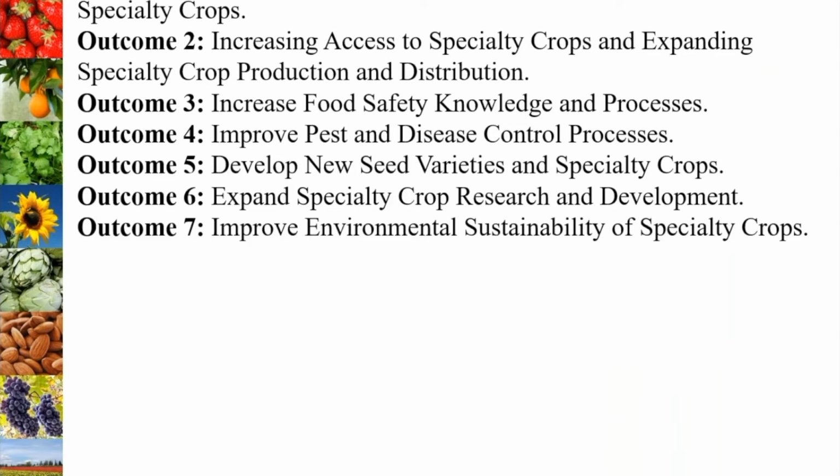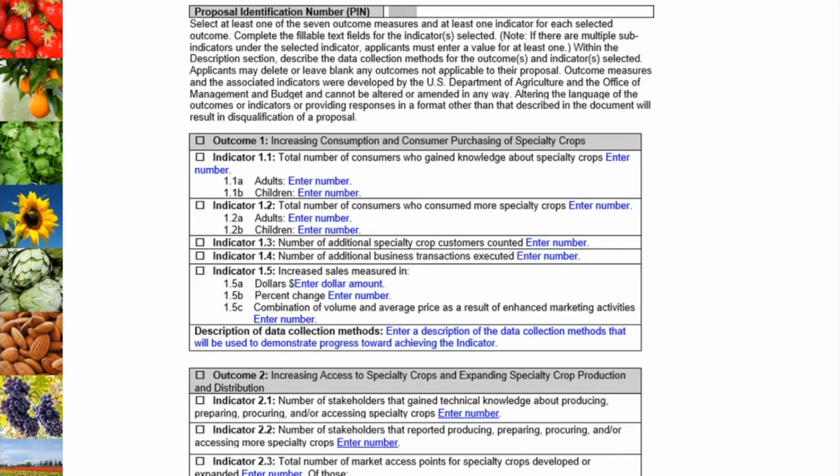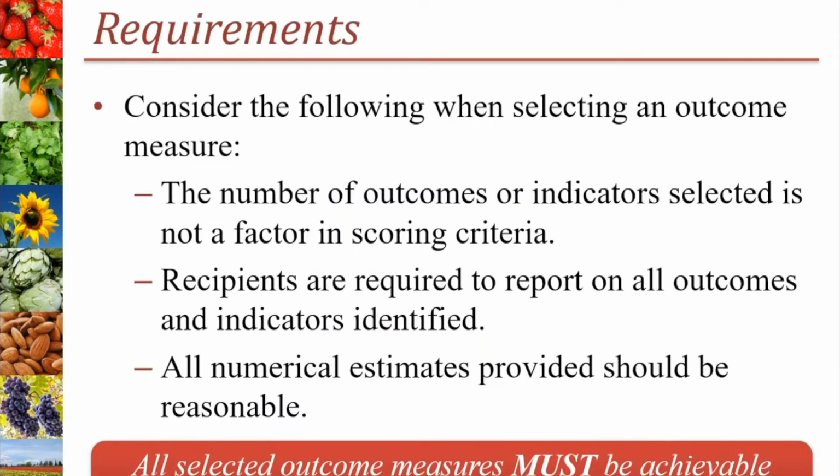There are a total of 7 outcome measures. And as mentioned, each outcome measure has one or more indicators and in some cases sub-indicators associated with it. When preparing a concept proposal, at least one outcome measure and an associated indicator and sub-indicator, if applicable, must be selected. Here are a few key points to keep in mind when selecting outcome measures.